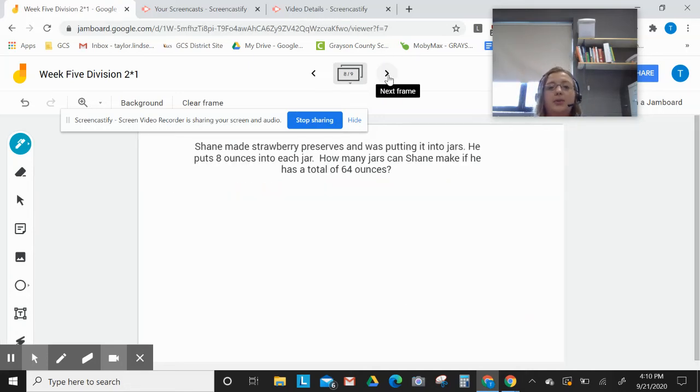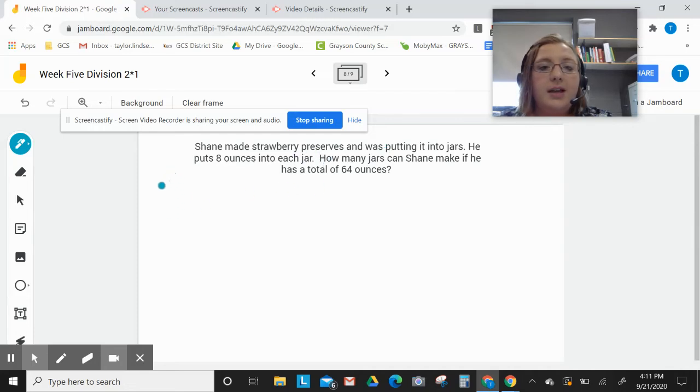Shane made strawberry preserves and was putting it into jars. He puts 8 ounces into each jar. How many jars can Shane make if he has a total of 64 ounces? So the first thing I want to know is what am I looking for? Am I looking for groups, or am I looking for the number within the group? It says we could put 8 ounces into each jar. How many jars? So we're looking for how many groups.